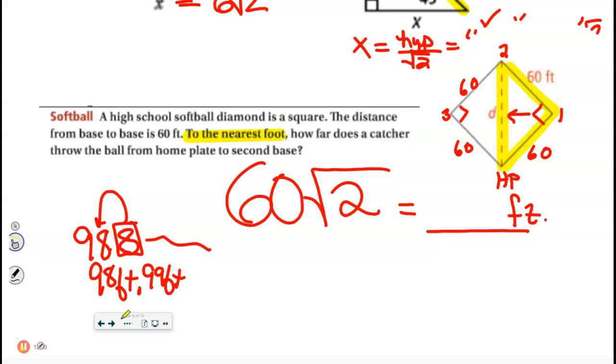And then your assignment, by the way, is the Delta Math.